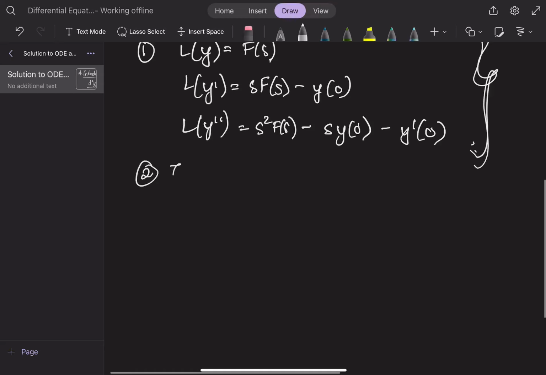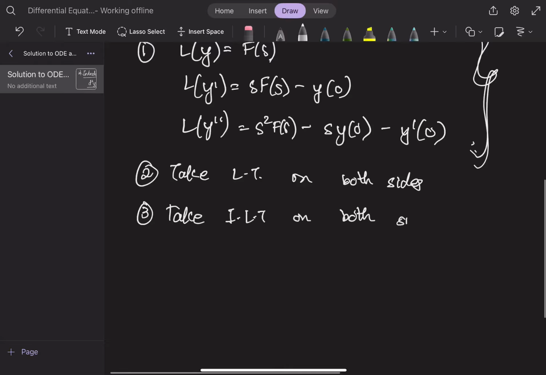Step 2 is take Laplace transform on both sides. And step 3 is to take inverse Laplace transform on both sides. When you take Laplace transform on both sides, you will find F(s), and when you take inverse, you will find y, which is Laplace inverse of F(s). So let's take an example and you'll understand better.